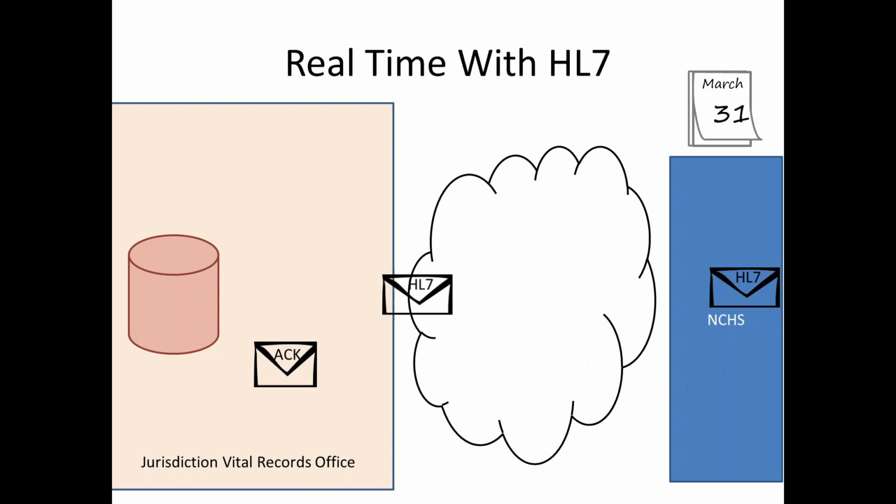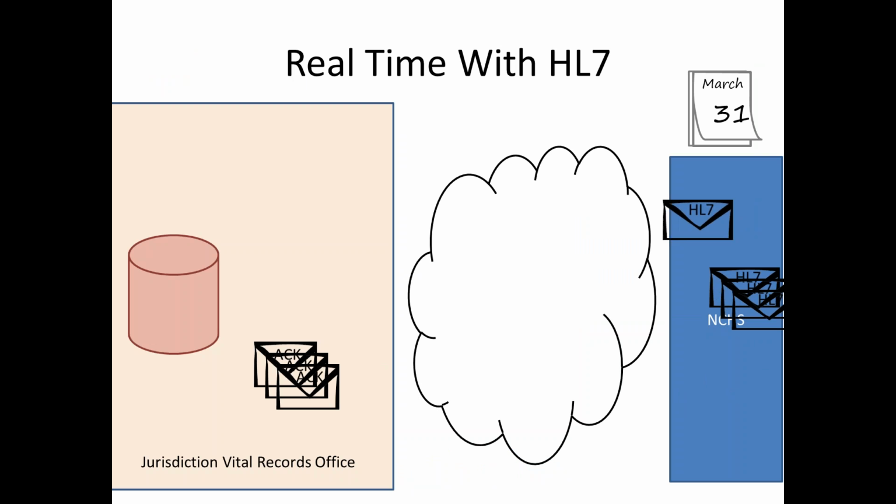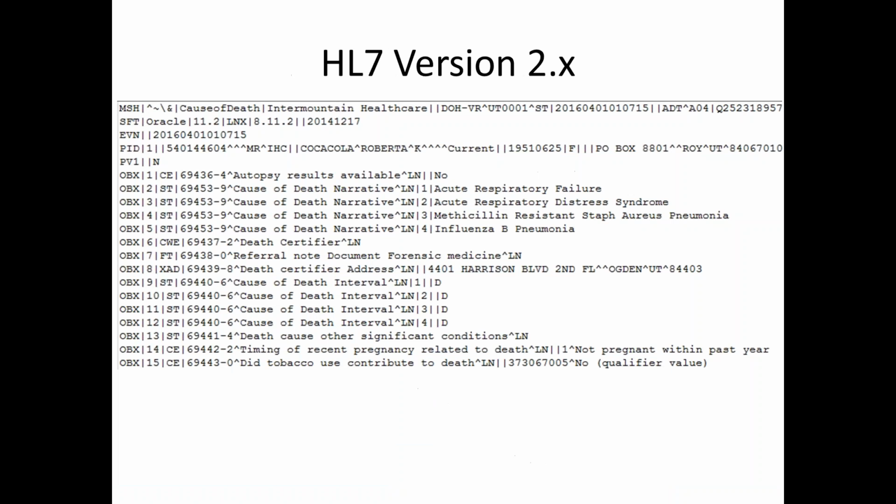Some real-world trigger events include admission to the hospital, laboratory or medication orders, even death. Real-time with HL7, the HL7 message would carry death reporting to NCHS, and the acknowledgements are returned. Information can also flow the other way, as in the case of ICD-10 coding or bridged race and ethnicity.